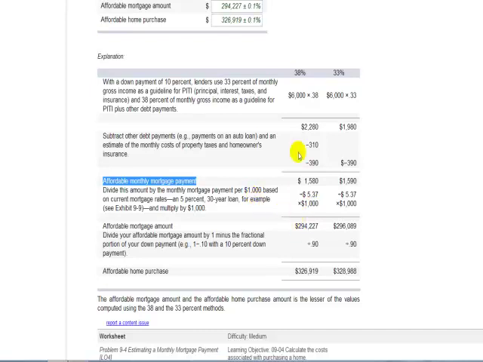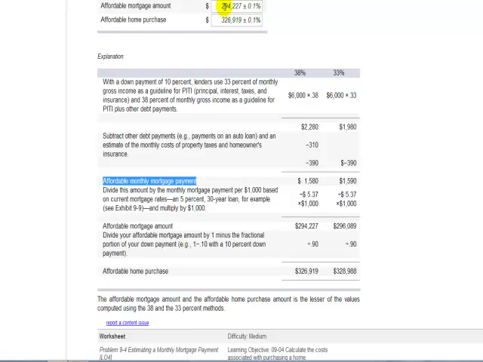So that means that under the 38% column, this mortgage that's affordable will be $294,227, and under this column it's $296,089, and you take the lower of the two, which would be $294,227, and that's the answer you put down for affordable mortgage amount.